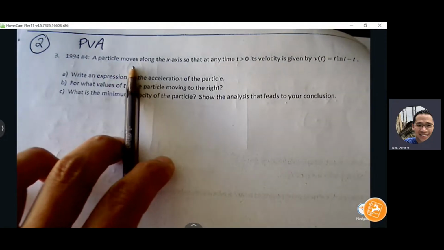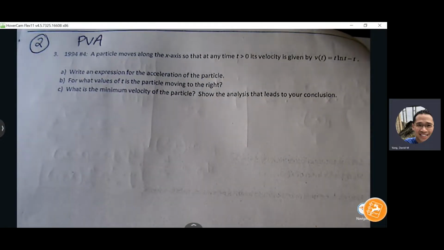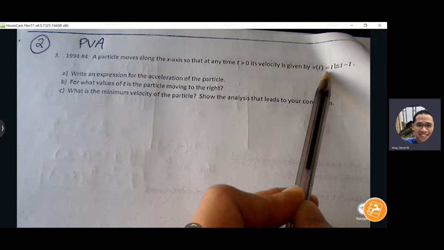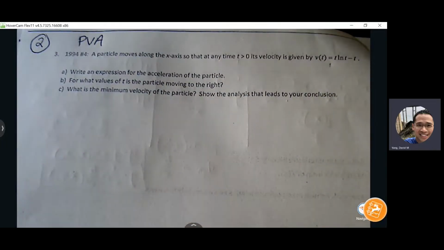A particle moves along the x-axis so that at any time t greater than 0, its velocity is given by v of t. Okay, now normally we see problems where you're given the position, and then you have to find the first derivative to get to velocity, and then the second derivative to get to acceleration. But here, the problem already gives you velocity, so we can go from velocity to acceleration, but we don't yet know how to go from velocity back up to position.